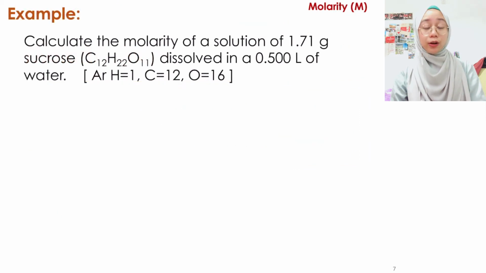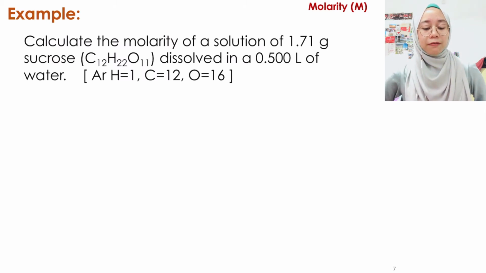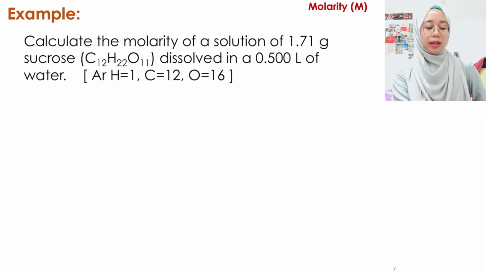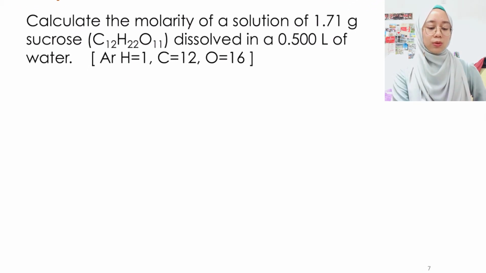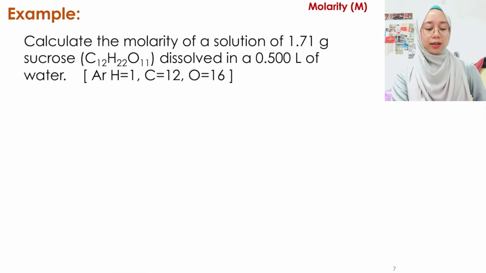Okay, so now let's look at an example. Calculate the molarity of a solution of 1.71 gram sucrose dissolved in 0.5 liter of water. Given to you here is the atomic mass for each element. If it's not given, you can always refer to the periodic table. What we need to do is extract all the information given and then see what the question actually wants. And this one uses a lot of what you learned from 3.1 about mole, mass and so on.